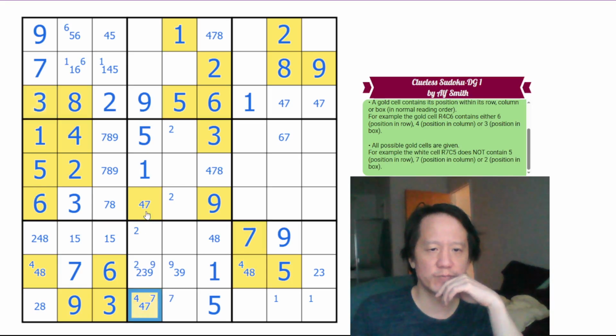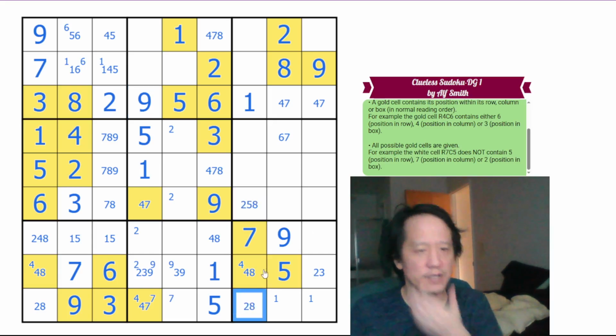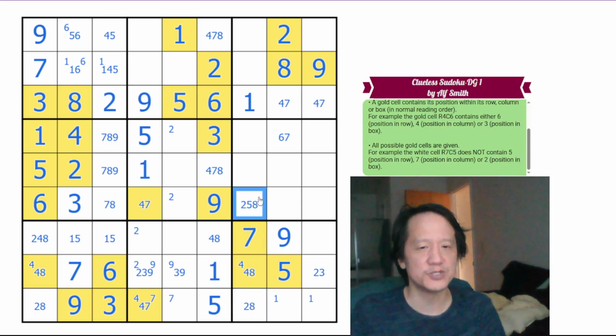3, a 4, 7 pair, a 6, and a 9. That leaves 2, 5, and 8 remaining. Well, this can't be 5, so this is 2 and 8. We have a 2, 8, 2, 8 pair in the position 7, so this must be a 5 here.